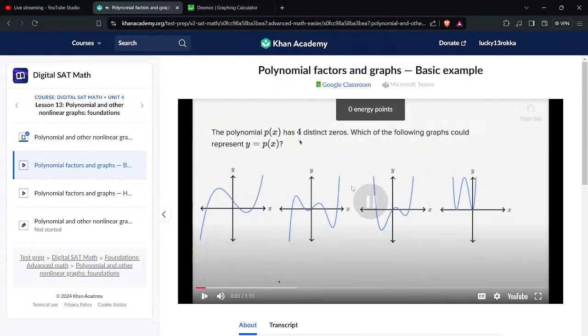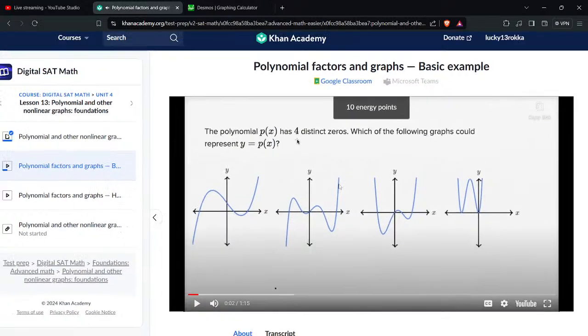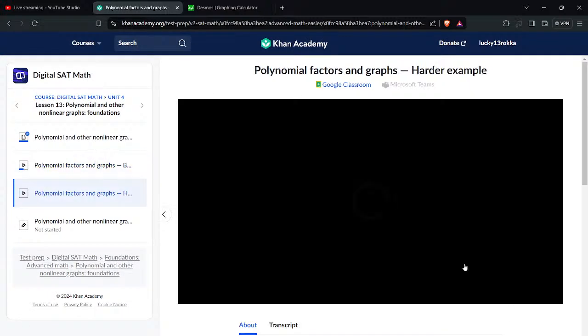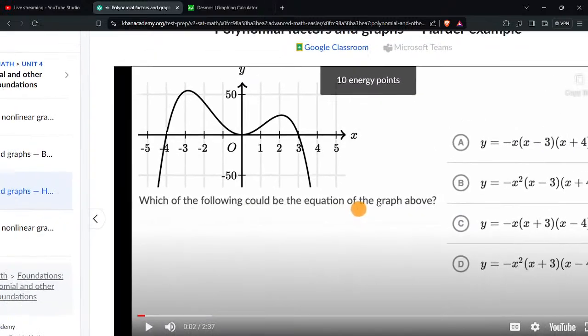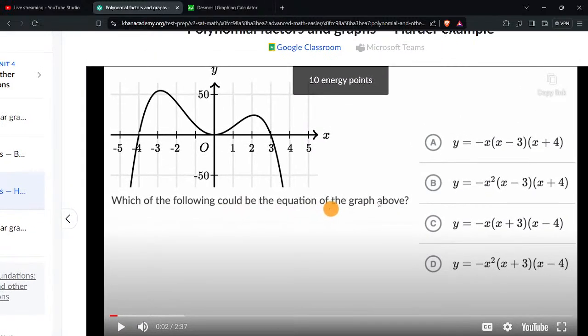The polynomial p of x is... What the heck is this? Which of the following could be the equation? So many harder questions? Bro, what is this?